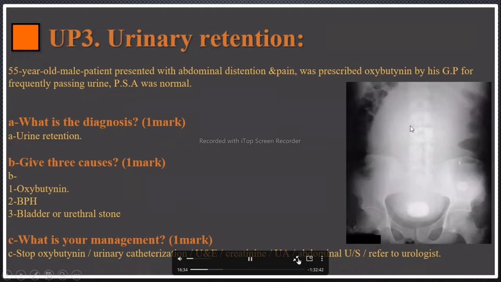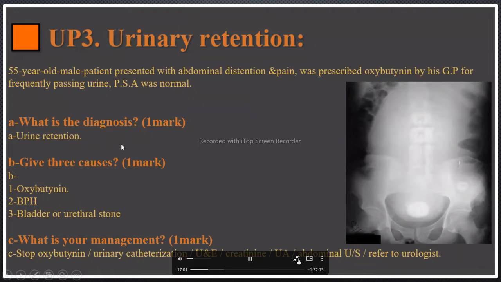urine. So urine is fluid, will it be radio opaque or radiolucent? Radio opaque. Any fluid is radio opaque. Air will be radiolucent. Air will be black, but fluid will be white. That's why here, urine retention is radio opaque.